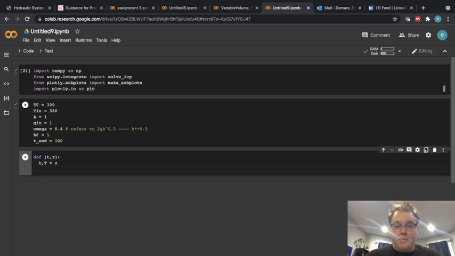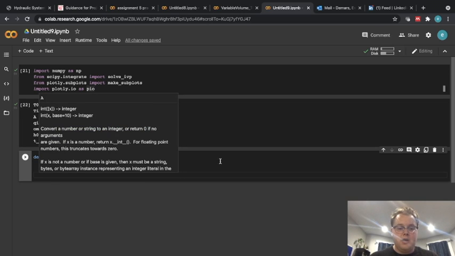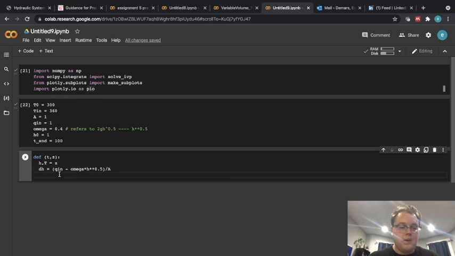And I'm going to begin with my change in height equation. So my dh, just like I wrote out on the board, is going to be equal to flow rate coming in minus 0.4 times h to the 1/2. So omega times h to the 1/2. And that's all divided by the cross-sectional area A. So there is my change in height equation written out into Python.